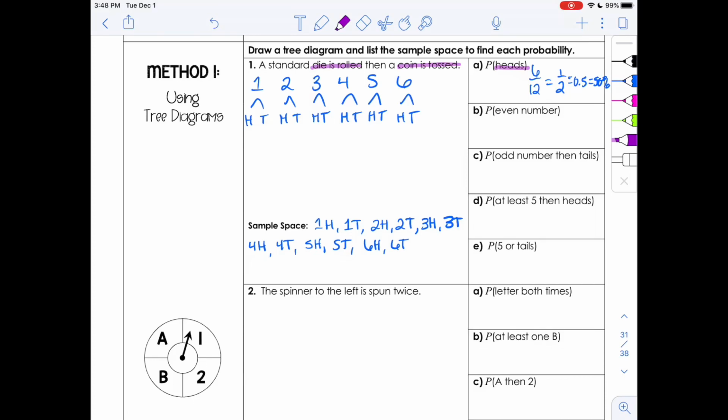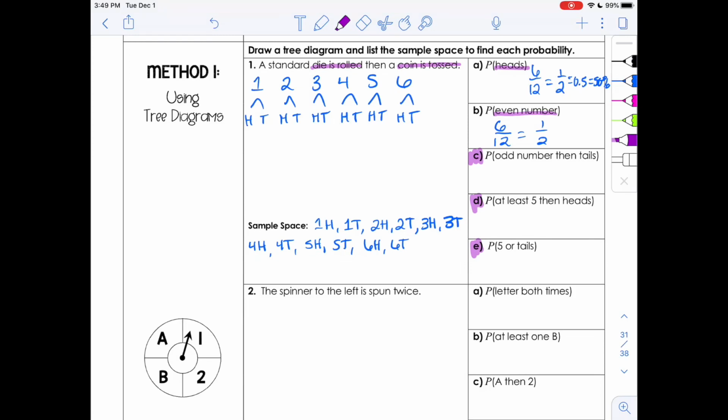What's the probability that we'll roll an even number? So if we take a look at our sample space, we have 1, 2, 3, 4, 5, 6 outcomes that include an even number. So 6 out of a total of 12, which simplifies to 1/2. Go ahead and highlight C, D, and E.